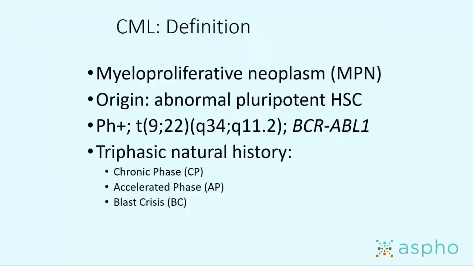It has a triphasic natural history. It often starts and is diagnosed in the chronic phase, and if left to its own devices, it will accelerate through an accelerated phase and then finally to a full-blown blast crisis, which is indistinguishable from acute leukemia. Luckily, we don't just watch that natural history anymore. We treat it. Some patients will present in the accelerated phase or in blast crisis without a known chronic phase preceding it. So that's important to recognize as well.